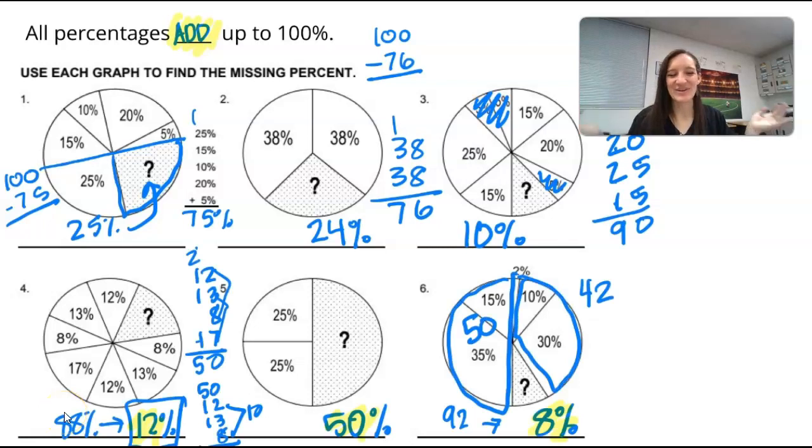All right, time to compare your answers with my answers. I got 12% for the first one, 50% for the second one, and then 8% for the third one. How did I do? How did you do? If we're not the same, which one of us made the mistake?